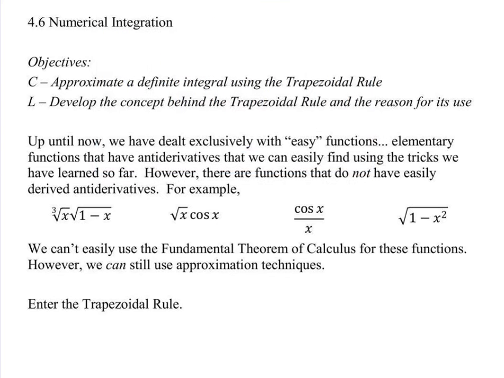Section 6 is numerical integration, and this is the last section for the chapter. We kind of go back to sort of a primitive looking method, but that method is the trapezoidal rule, which is a pretty powerful one actually. It's more powerful than the left and right endpoints, definitely.